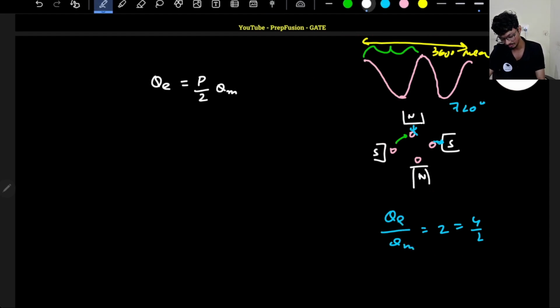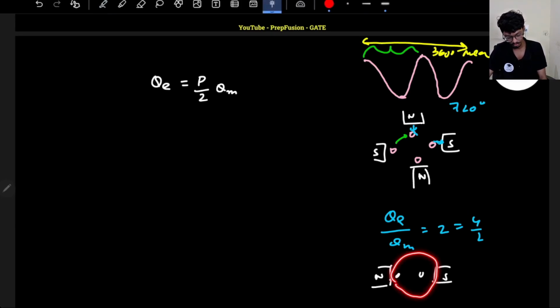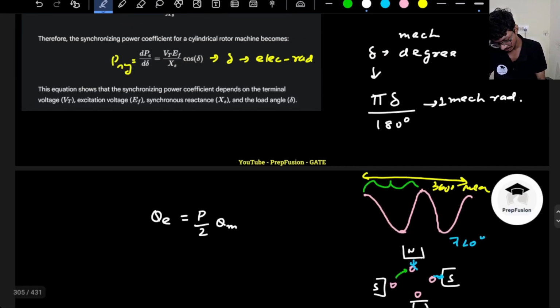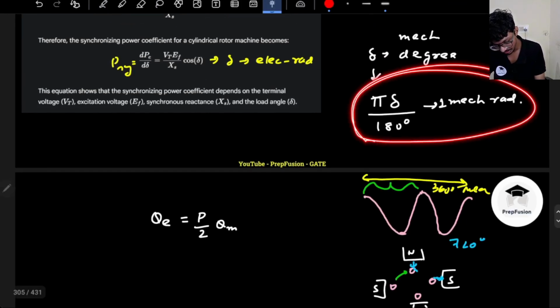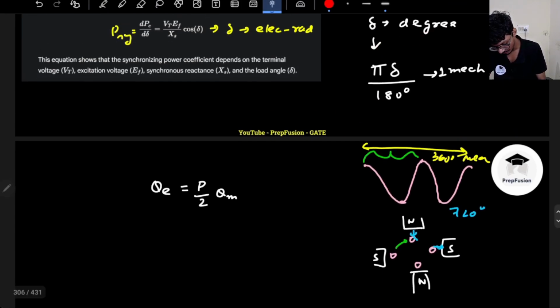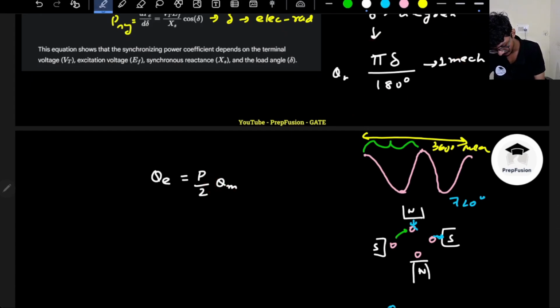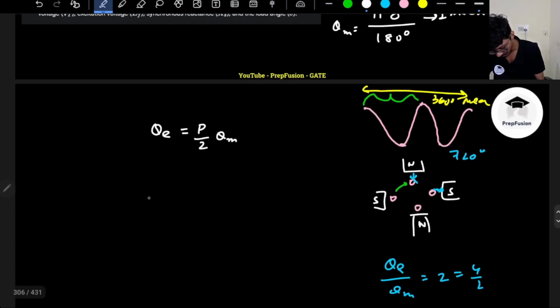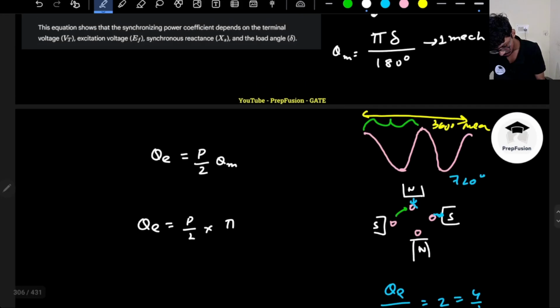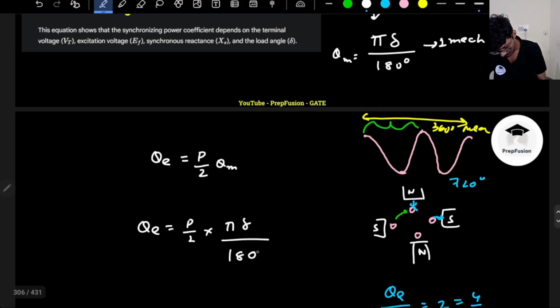Or you can take the example of a 2-pole machine. Both will work, a 2-pole machine also works very simply. The conductor is here and here. In a whole rotation of 360 degrees, electrically it will cover 2 cycles. Same thing. So let me do one thing. This is one mechanical radian, correct? If I replace theta m here, one mechanical radian is this much. This is my theta m, mechanical. So my theta e will be P by 2 times pi delta divided by 180 degrees.